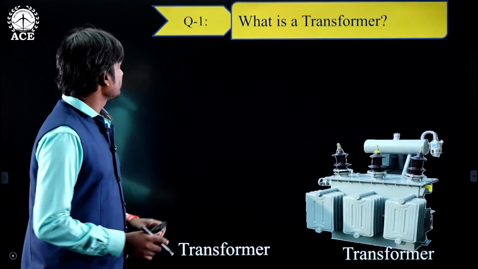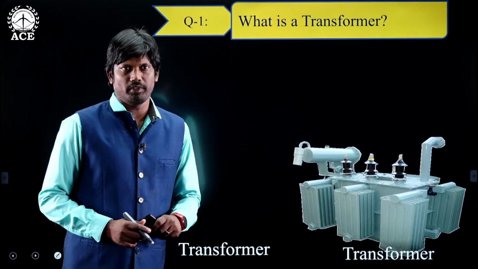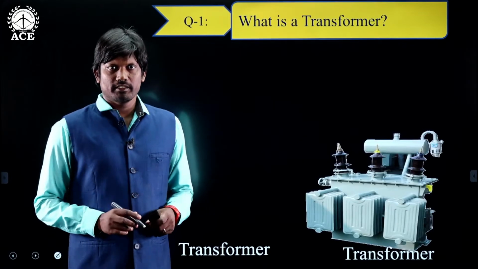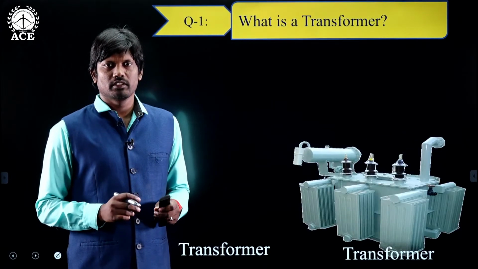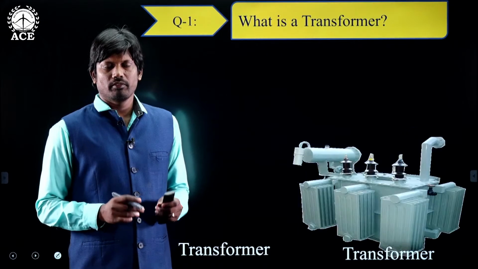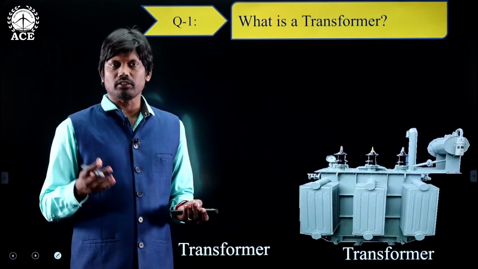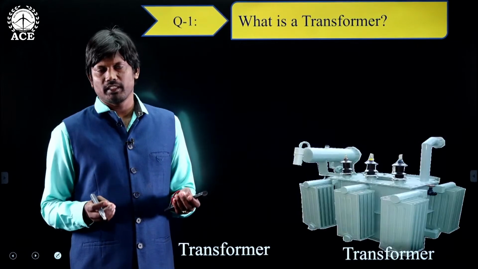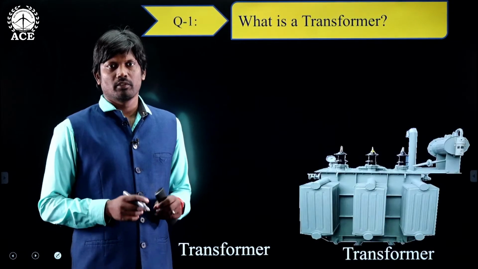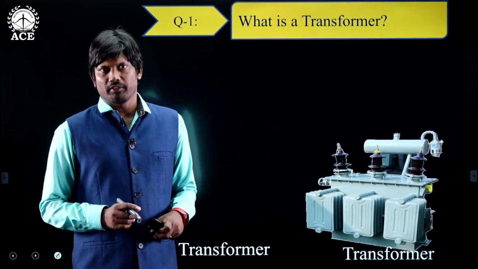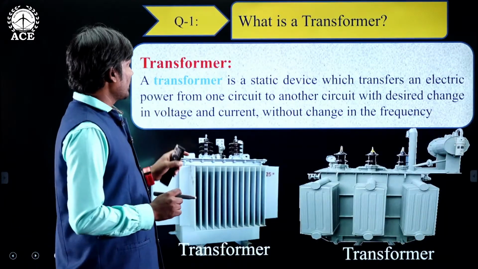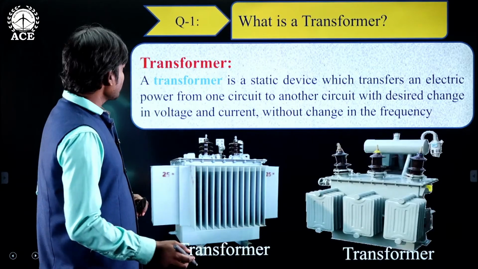First question, what is a transformer? A transformer is a static device which transfers electrical power from one circuit to another circuit with the desired change in voltage but without change in frequency. This is the definition of the transformer, so note this down.